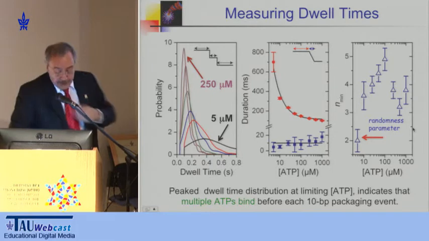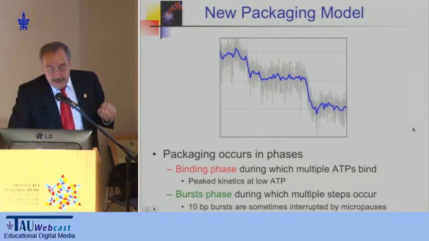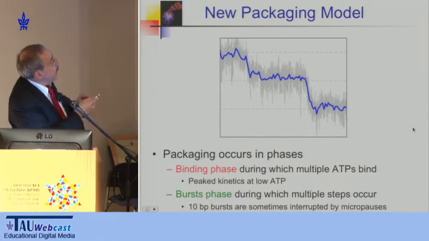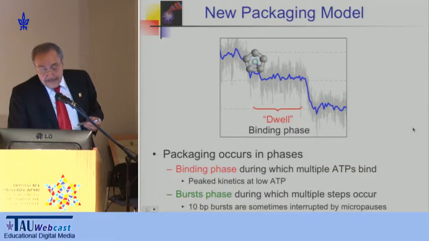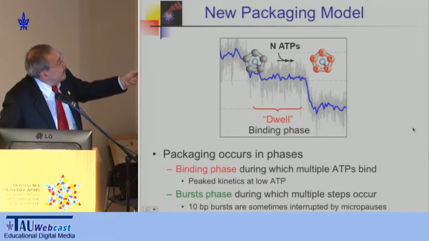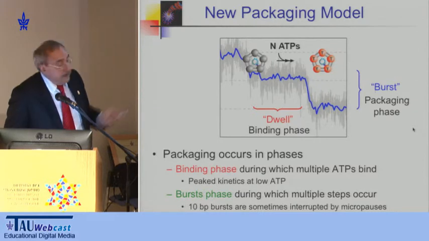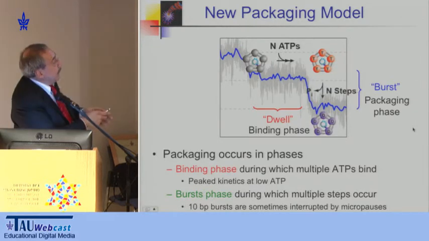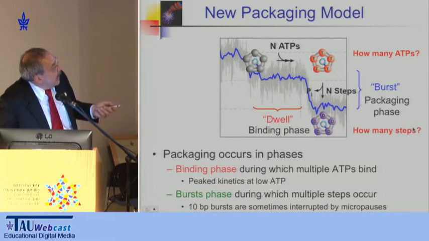So that's important. So let me now tell you what is our packaging model at this point. We imagine that the packaging occurs in phases. The binding phase, which is during the dwell, right? And in this phase, the molecule binds N molecules of ATP, as shown here. And then there is a burst phase where there is actual packaging. Here, we see how the piece of the DNA gets shortened by this amount, 10 base pairs, during the burst phase, or packaging phase, during which there are N steps which correspond to N releases of phosphate. But of course the question is how many ATPs is N ATPs and how many steps are N steps.